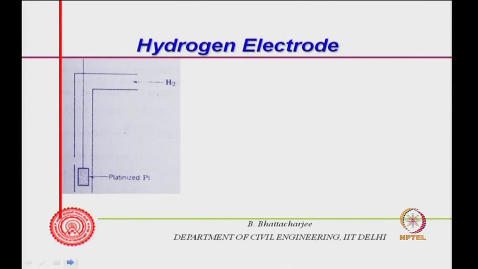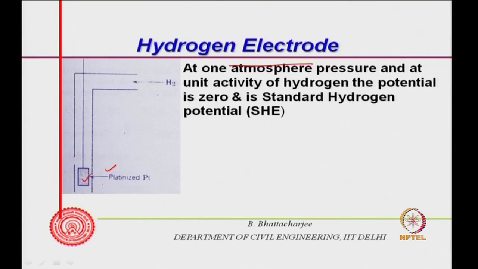Now, the reference electrode whose potential is taken as 0 is the hydrogen electrode. A hydrogen electrode has platinized platinum, and you pass hydrogen at 1 atmosphere pressure and at unit activity, concentration of hydrogen being unity. The potential is 0, and it is the standard hydrogen potential, measured under standard conditions, and we call it 0.